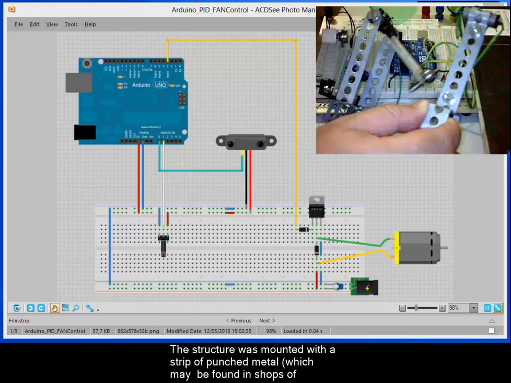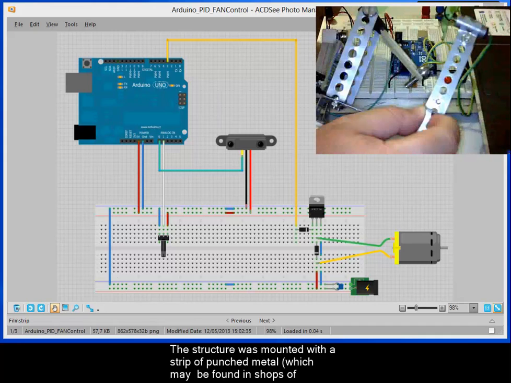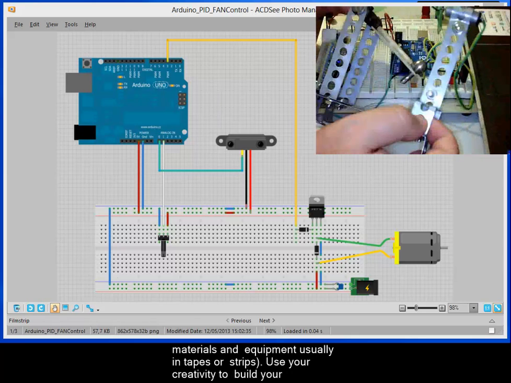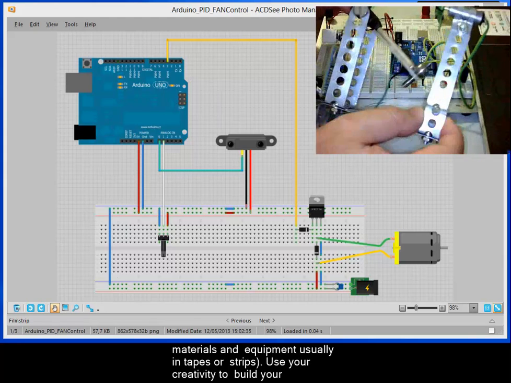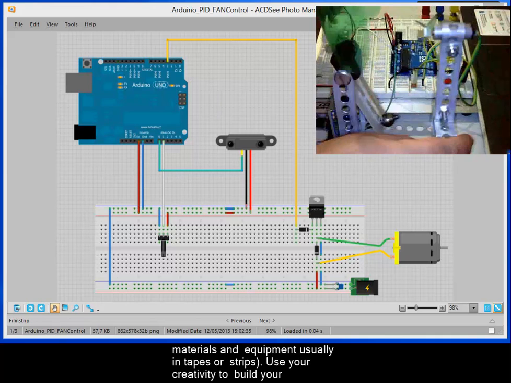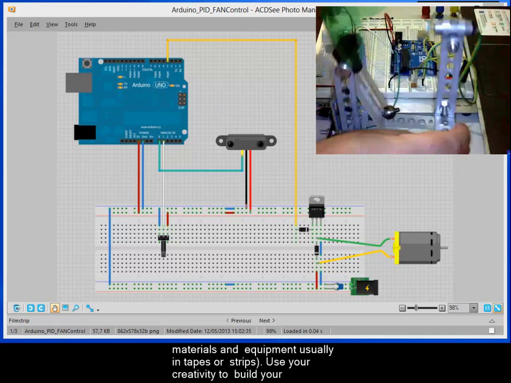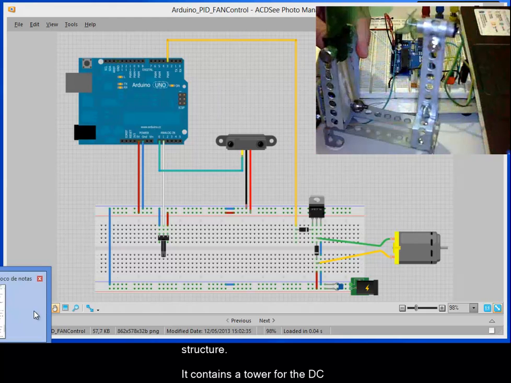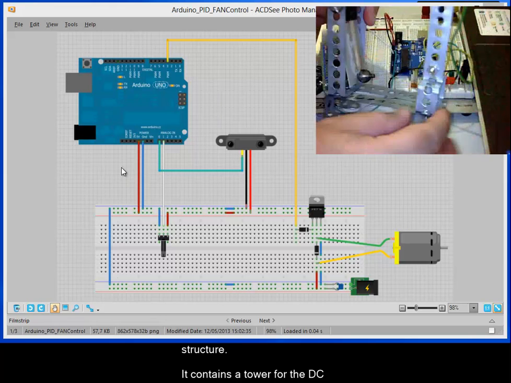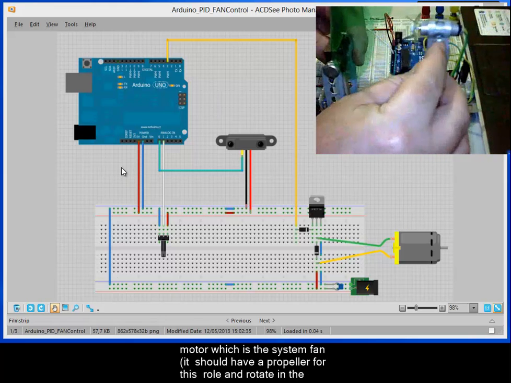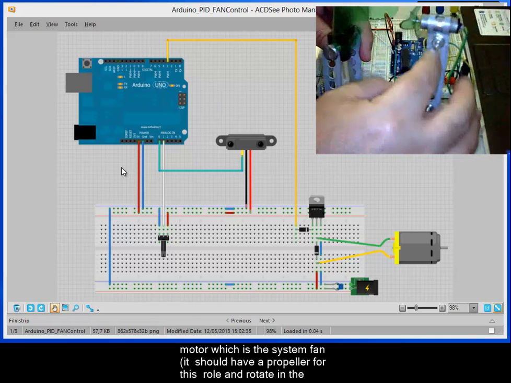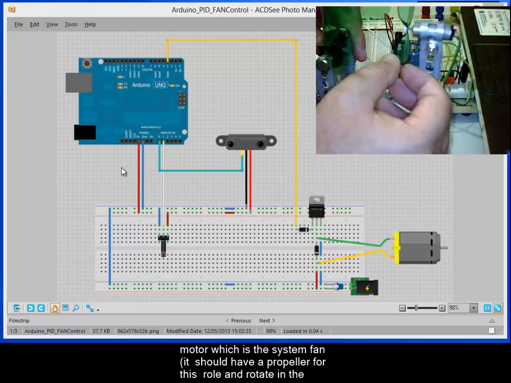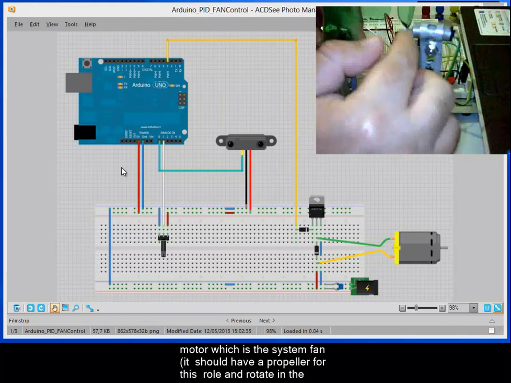The structure was mounted with a strip of punched metal, which may be found in shops of materials and equipment, usually in tapes or strips. So use your creativity to build your structure. This structure contains a tower for the DC motor, which is the system fan. It should be properly positioned for this role and rotate in the correct direction.